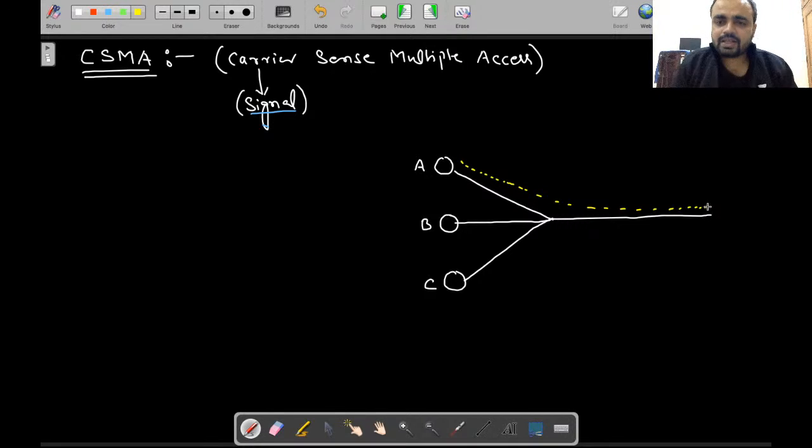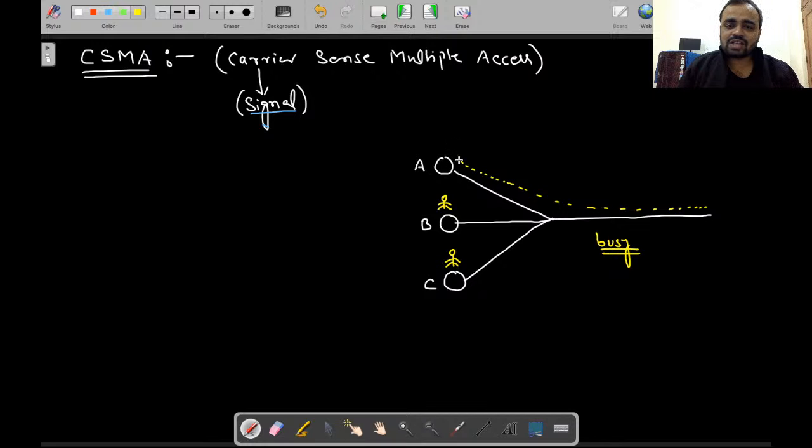Okay, means the data frame is transmitted through this medium by node A. So in that time, if node A senses the medium, what will it find? If node B and C sense the medium, what will they find? The medium is busy. So what will node B and C do? They will wait for some time until the medium becomes idle.